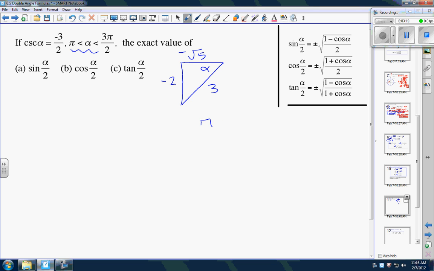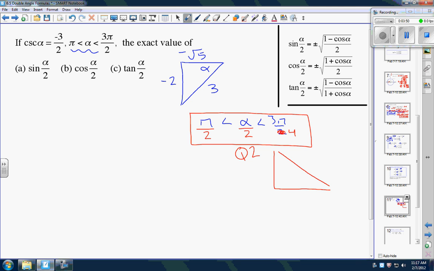So if I know this, if I want to turn this into theta over 2, that means I have to divide this one by 2, and I have to divide this one by 2, which puts it at a 4. So if I know theta over 2 is now bigger than pi, but less than 3 pi over 4, that puts me in quadrant 2.